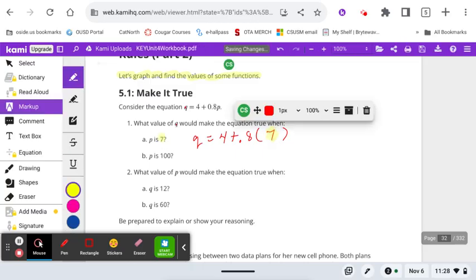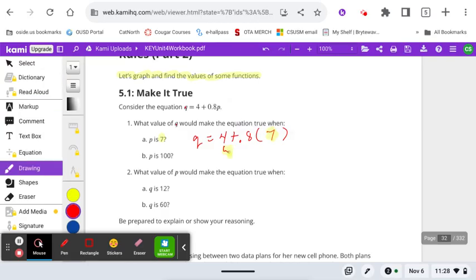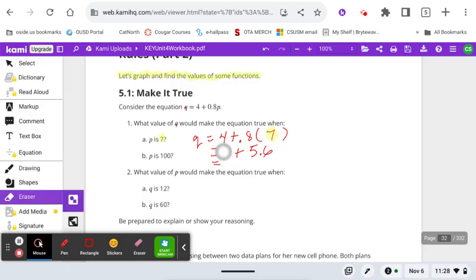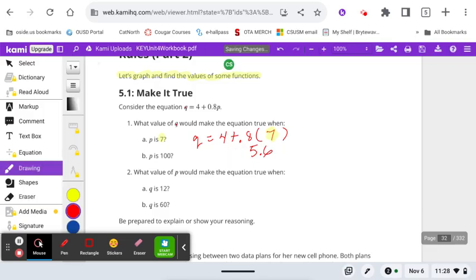So I grab a calculator right now and I do 0.8 times 7. That's 5.6. Oops. And so Q is equal to 9.6. How'd you do?